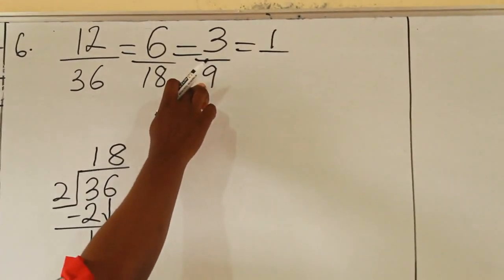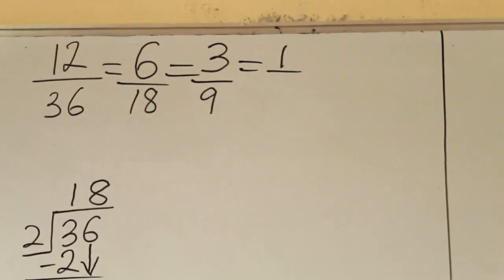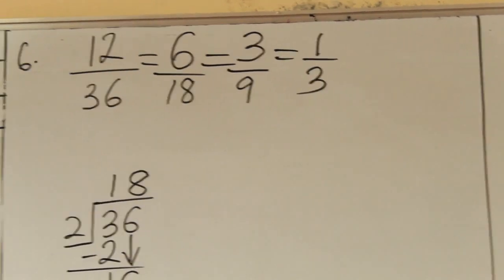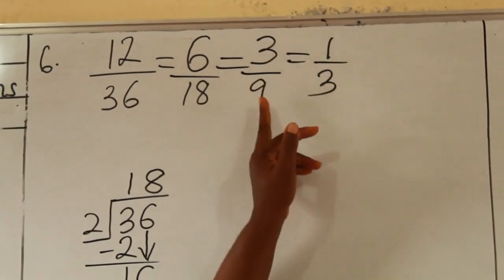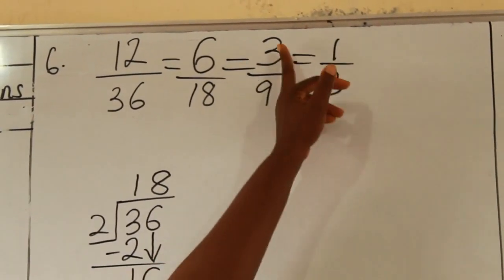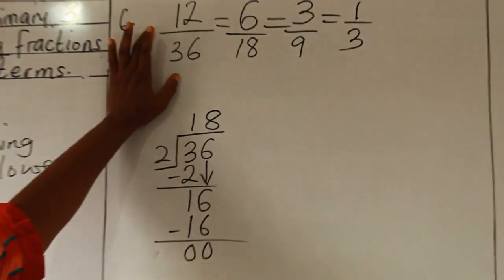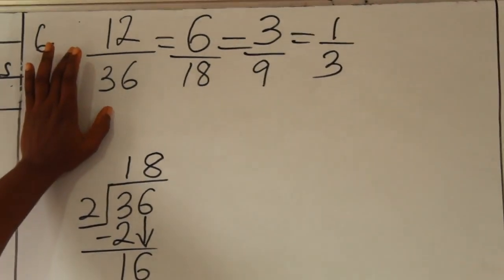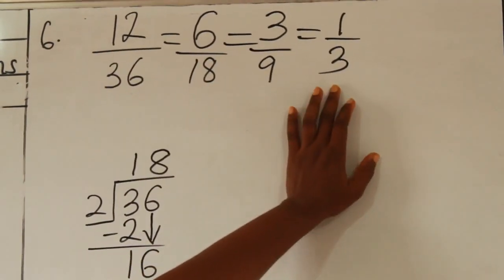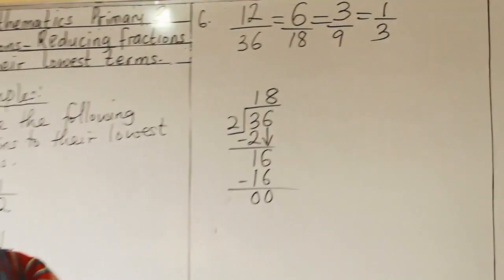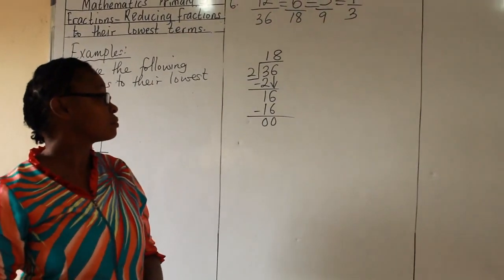So how many times will you draw out 3 from 9? It is 3 times. So we have 3 times 3 is 9, and 3 times 1 is 3. Children, we have been able to reduce 12 over 36 to its lowest fraction, being 1 over 3. I hope you are following me. Good.